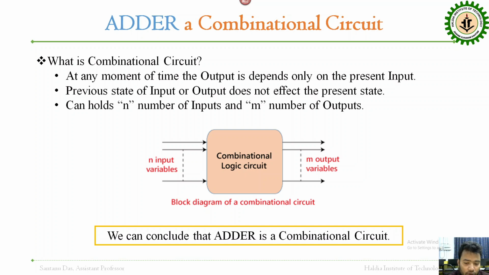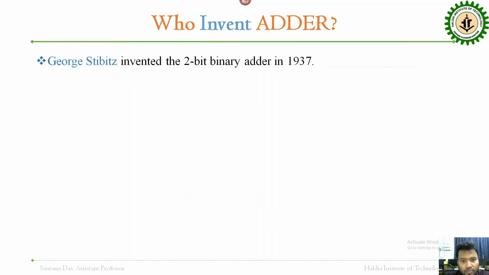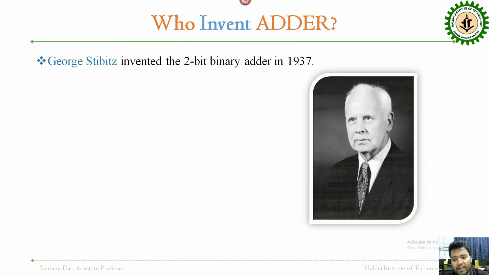The answer is yes, because the adder does not have any memory unit, and at any instant of time the output is directly dependent on the input at that moment, and it also holds n inputs and m outputs, where n is less than m. So here we can conclude that the adder is a combinational circuit. Now, who invented this adder? George Stibitz invented the 2-bit binary adder in 1937. This is just for your information.